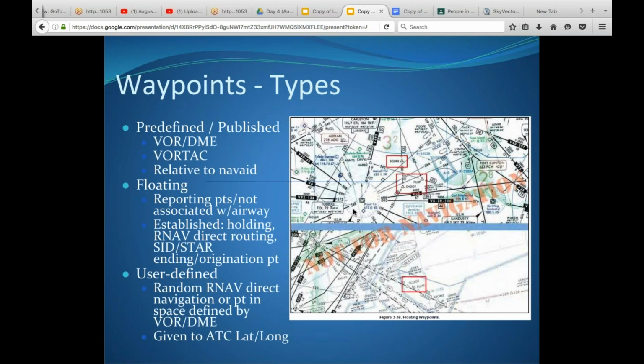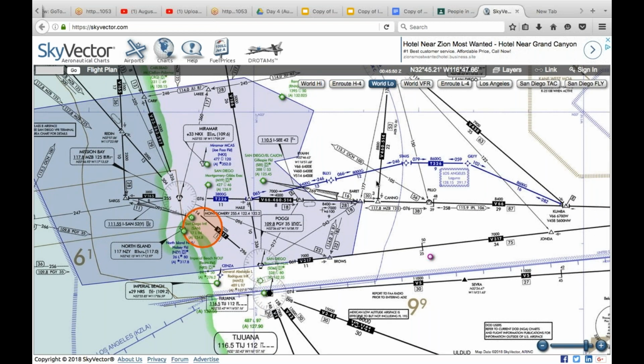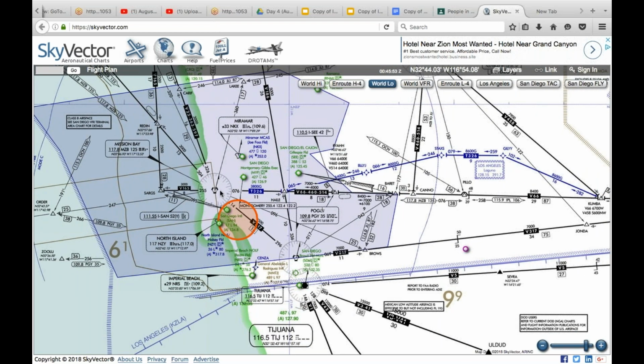So you want to jump over to SkyVector really quick? Yeah. There's a VORTAC. Well, Miramar there. So Mission Bay, that's a VORTAC. But if you look in the communication box where it says Mission Bay, you can see a frequency of 117.8. And then you can see the identifier for that station, and then you see a 125.